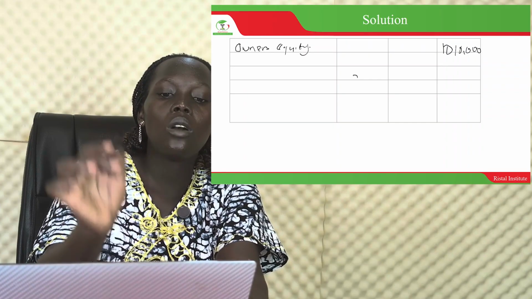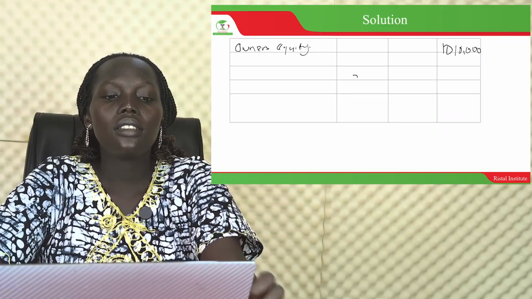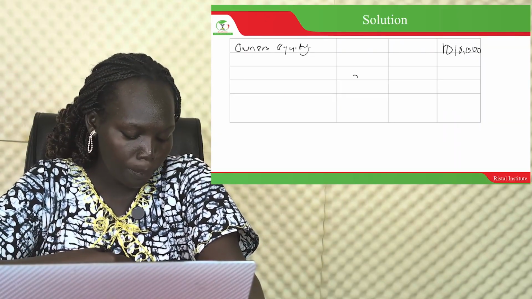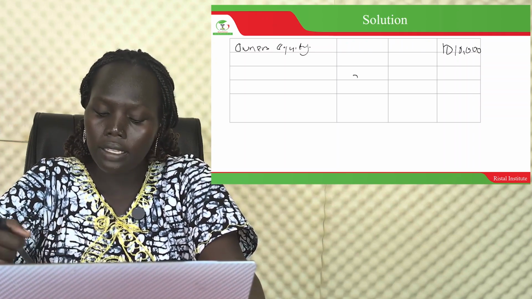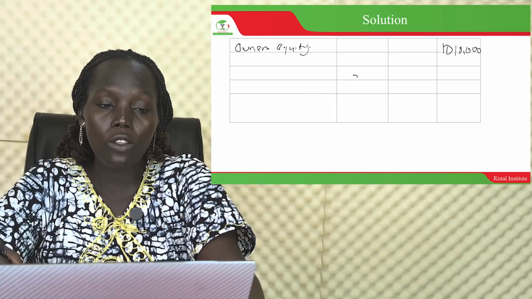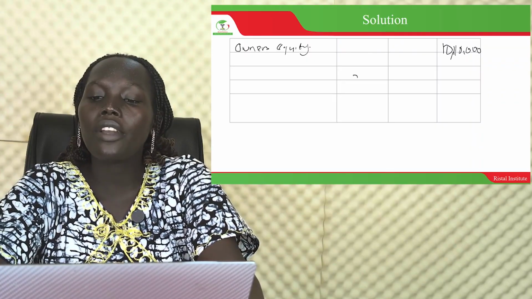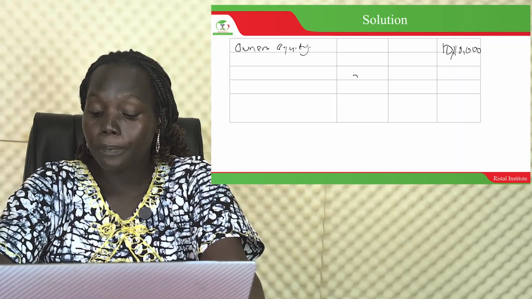Owner's equity, what the owner gets, the profit that the owner gets, it's the owner's equity. Because we have gotten the capital, we add the net profit of the business, and then we subtract the drawings. So the amount that remains, 10,110,000, is our owner's equity.